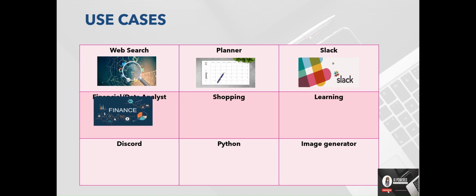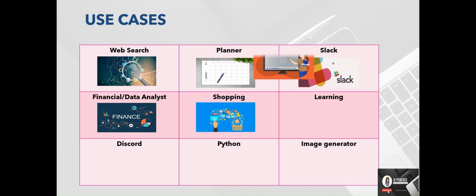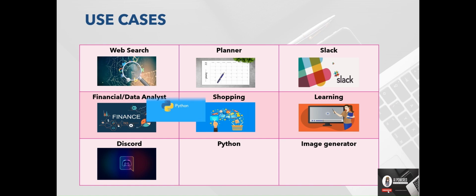Or Learning Agent can help you learn about a topic with a detailed study plan. Discord Agent can help interact with family and friends. And Python Agent can help you gather insights based on inserted data, while Image Agent can create an image based on description. These are only some of the use cases that Agno can help you build.